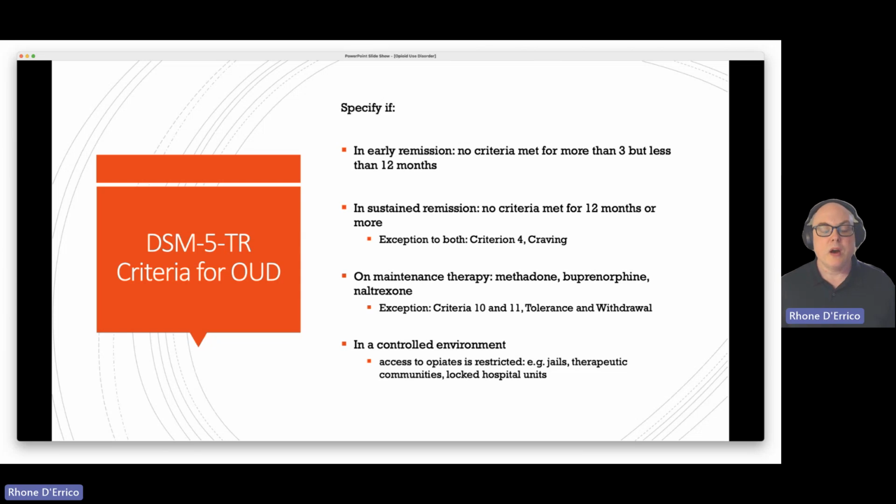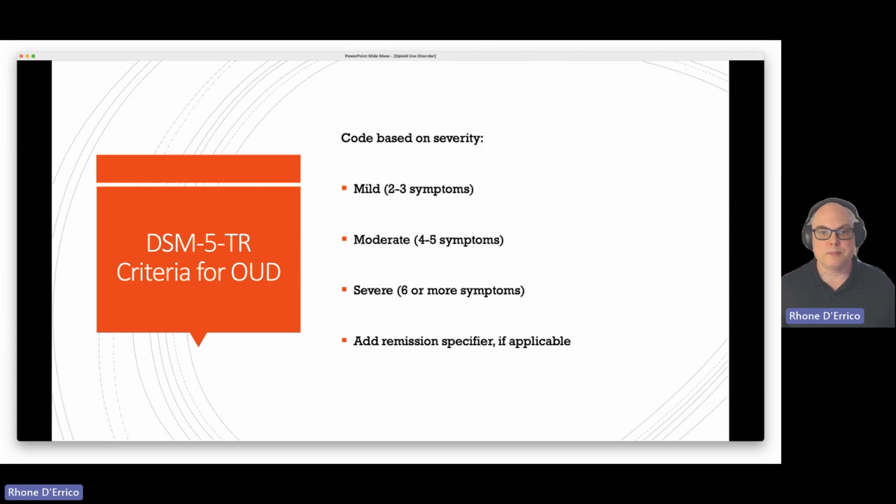You also specify, are they on maintenance therapy: methadone, buprenorphine, naltrexone, which we'll discuss in a bit. And the exception to this is tolerance and withdrawal. You are allowed to have tolerance and withdrawal and be on maintenance therapy. And also specify, are they in a controlled environment, like the practices I work in, where it is a controlled environment that everybody's searched, no one's allowed to bring in opioids. This can be jails, therapeutic communities, et cetera.